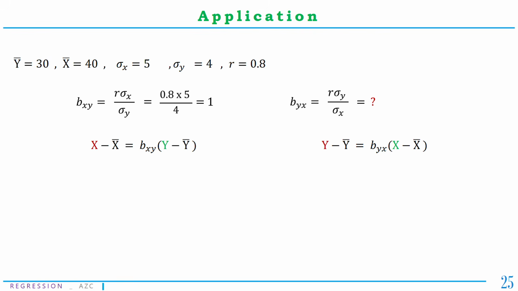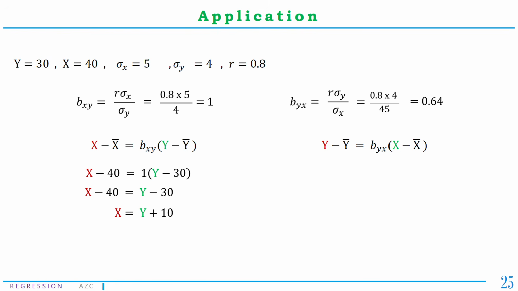bxy found is 1. Now calculate the value of byx. byx found is 0.64. Put the values in the equation of line of regression x on y and solve this. So, the equation of line of regression x on y is x is equal to y plus 10.